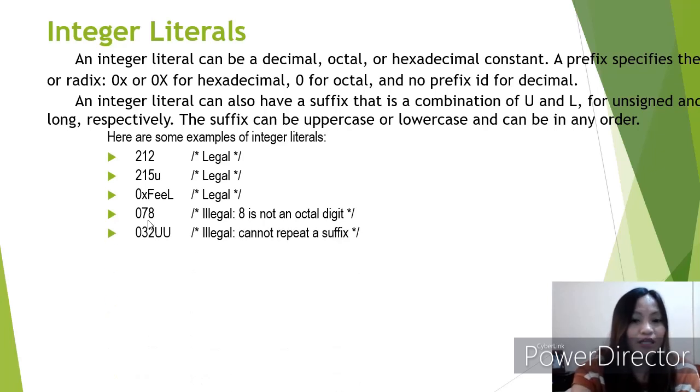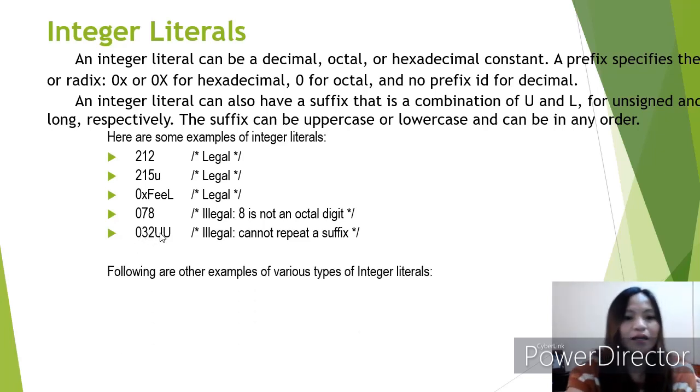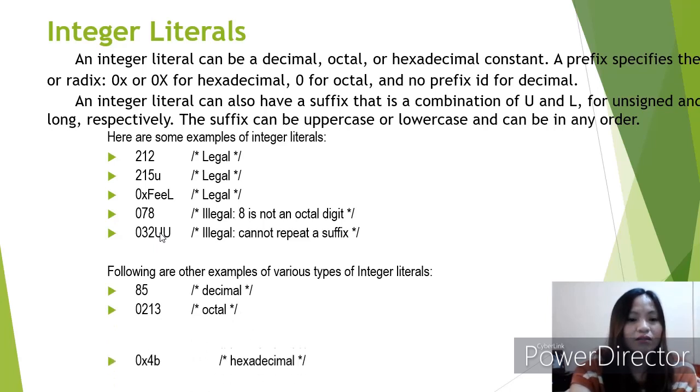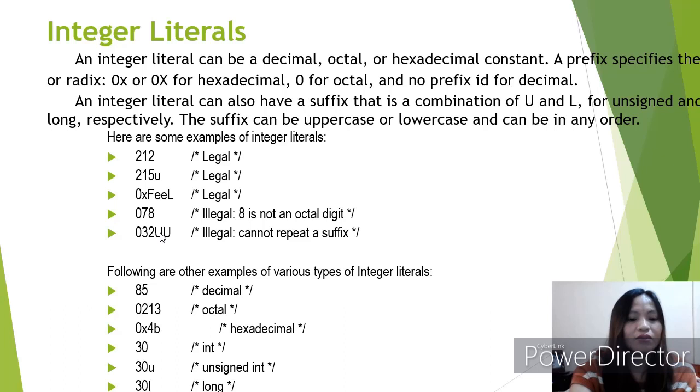And then, this is also illegal because you cannot repeat the suffix. But if there is only one U, it is accepted. For example, octal number 32 unsigned, accepted. Following are other examples of various types of integer literal. 85 is a decimal, 0213 is octal, 0x4B is hexadecimal, 30 is int, 30u is unsigned int, 30l is long, 30ul unsigned long. So there, integer literals.